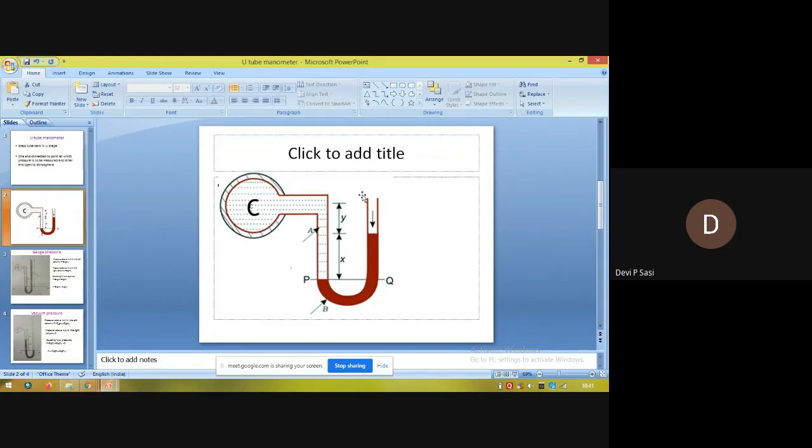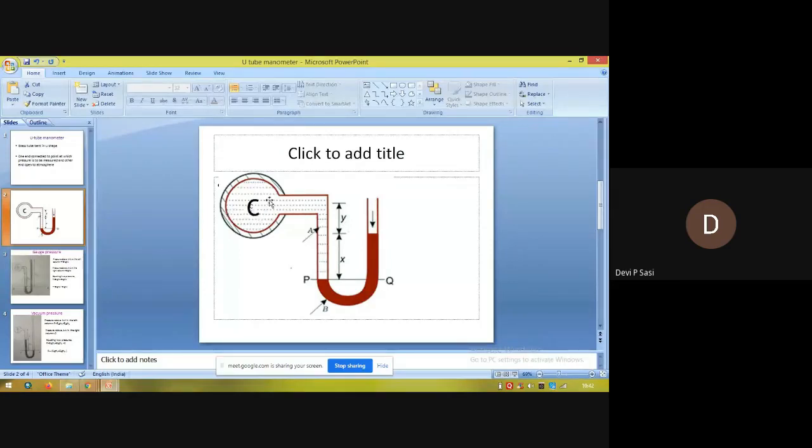That is, a U-tube manometer means its one end is connected to the point where pressure is to be measured, that is this end, and the other end is open to the atmosphere. Okay, that is about a U-tube manometer.